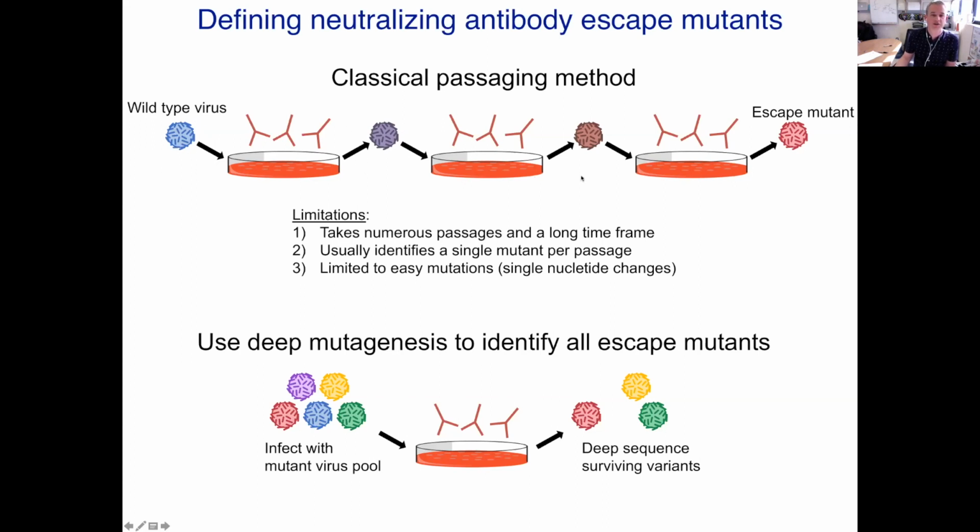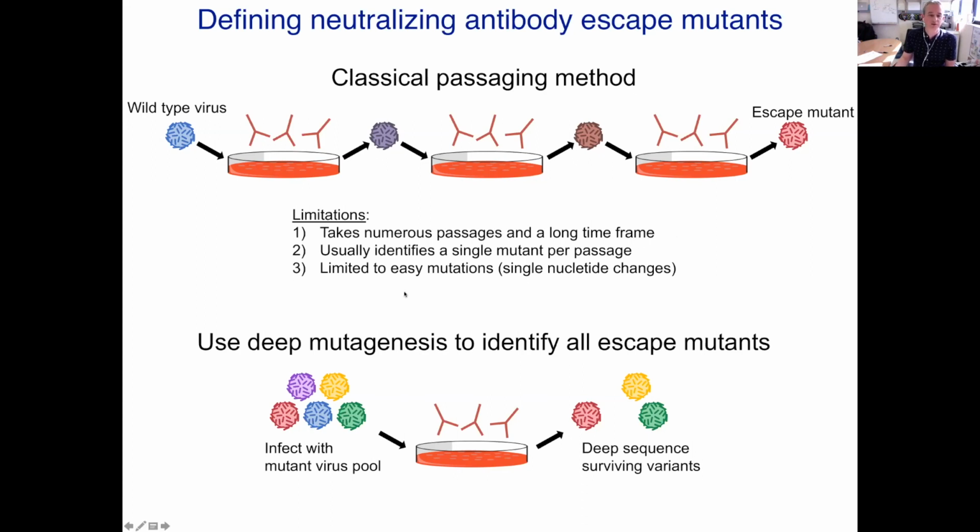The classical way to do that is to take a wild type virus stock and passage it in the presence of a given neutralizing antibody until a variant that is resistant to the antibody emerges and takes over the population during this passaging. And this is great. It definitely works to identify mutant viruses that are really resistant to neutralizing antibodies.